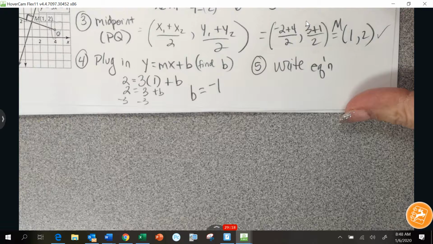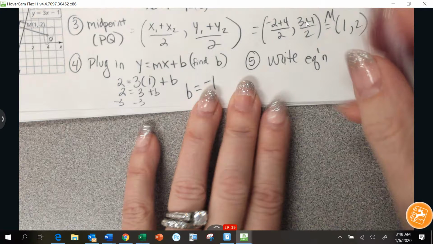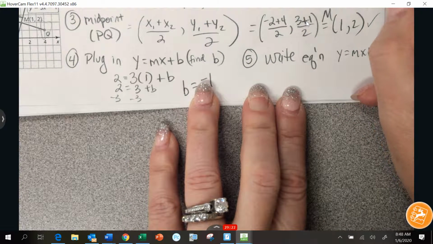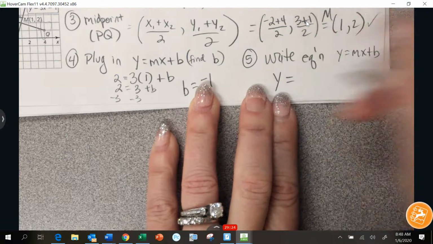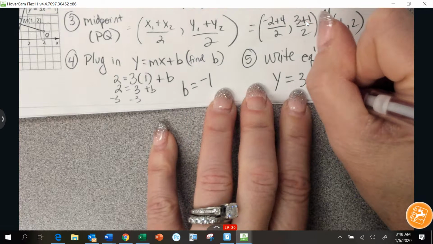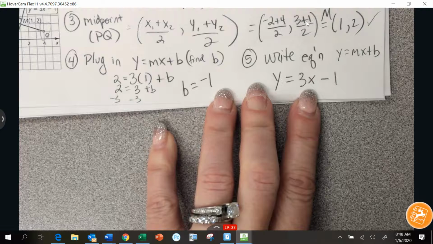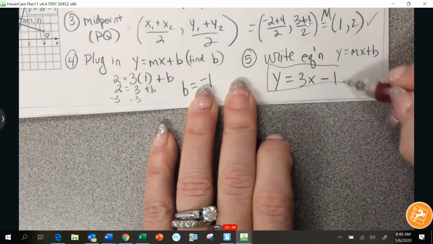And then my last step would be to write the equation, which is y equals mx plus b, which is y equals, our m is 3, x minus 1, which was our b. And you can see that's the answer that they have over there.